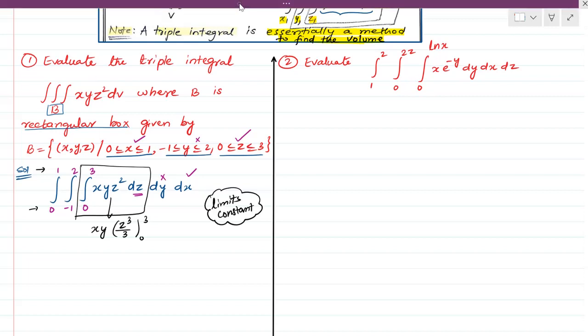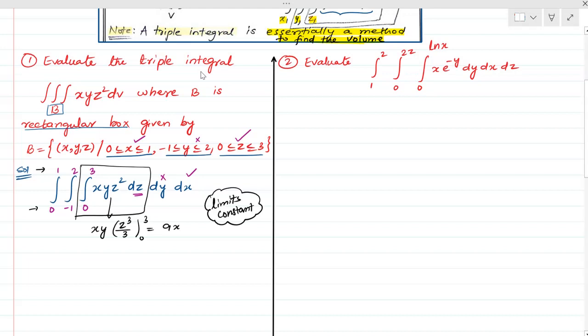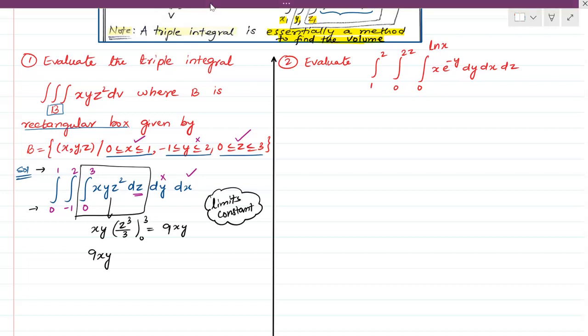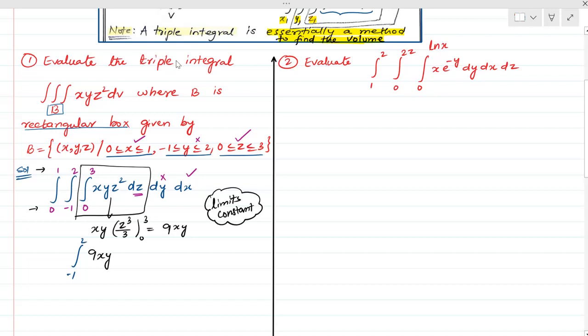So now it is a product. Apply the limit. You will get 27 over 3, which is 9, so it equals 9xy. I will substitute 9xy here. The integral is the integral from -1 to 2 and the integral from 0 to 1, with dy and dx.